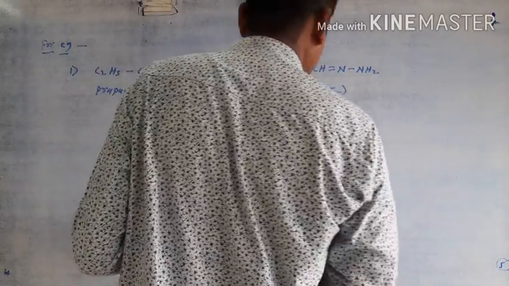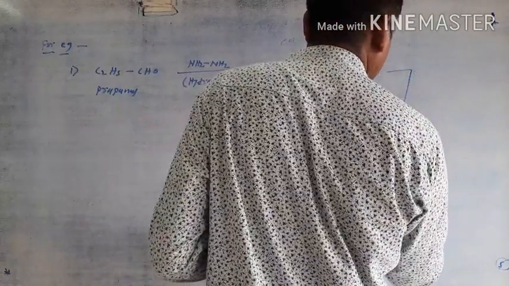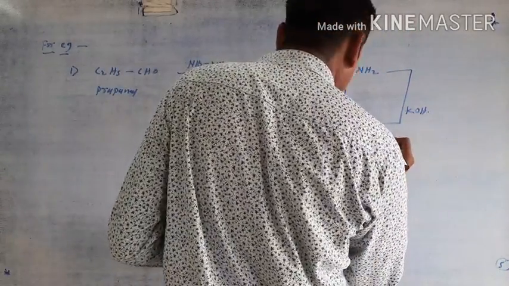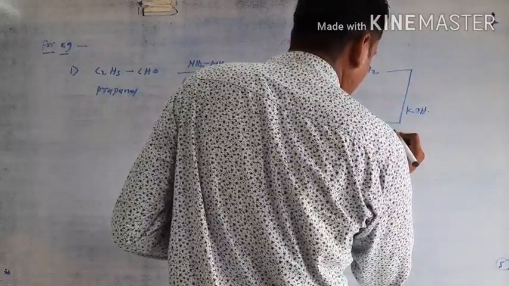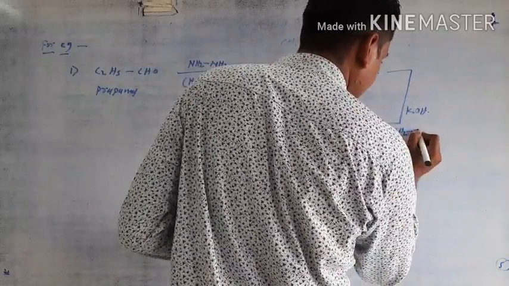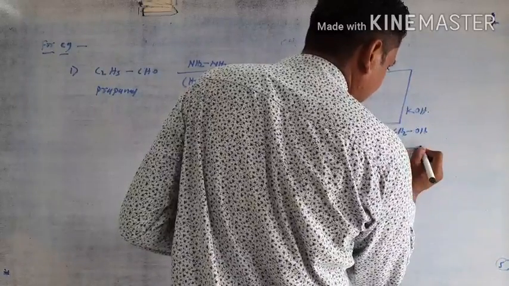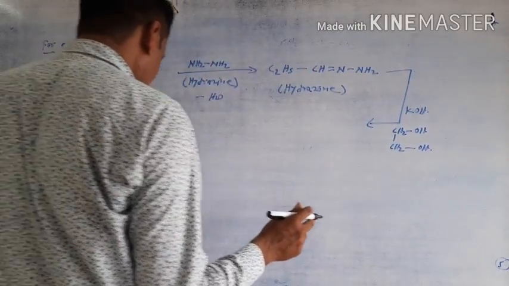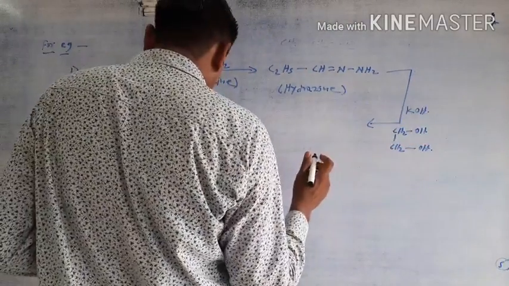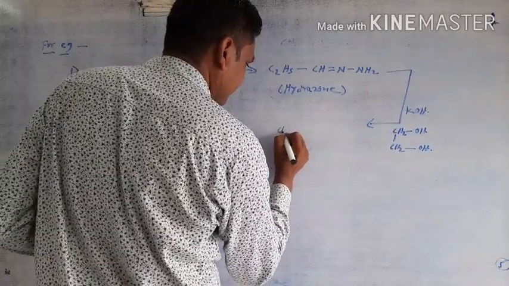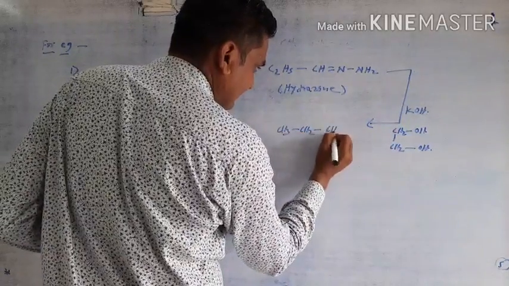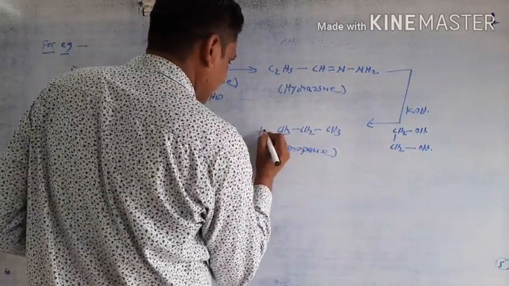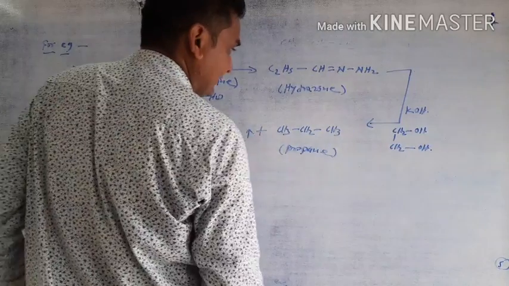And these hydrazones react with the base in presence of ethylene glycol, which is used as a solvent. This one is the solvent, glycol. And this ethylene glycol in presence of base then gives the particular product, propane, and nitrogen gas is liberated in the reaction.